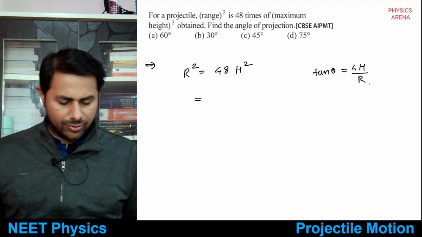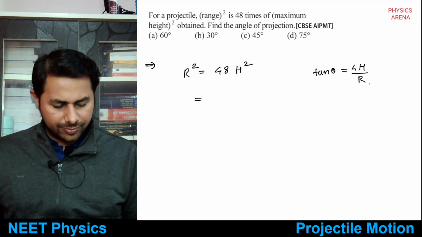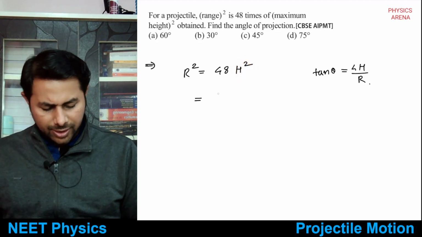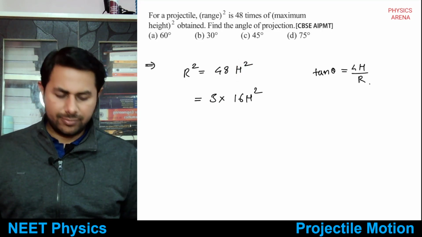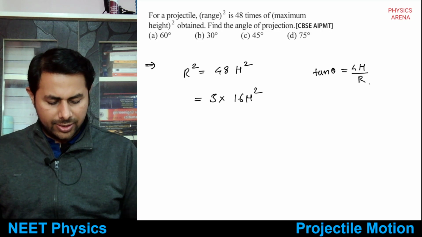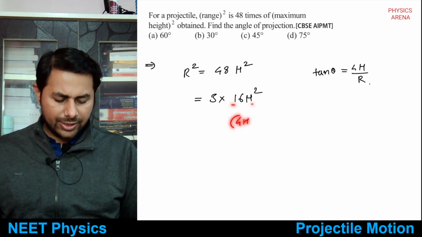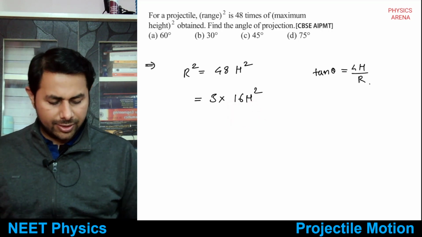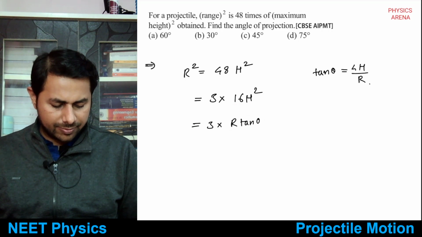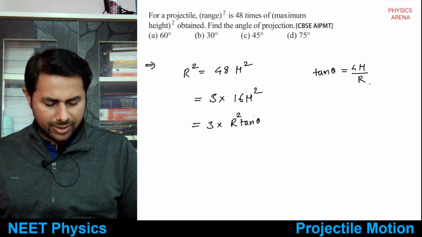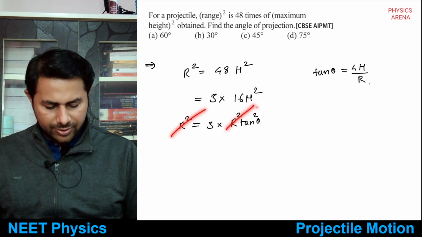So here we need to... h square is there, no? Okay, so here I can write this as 3 times 16 times h square. 16 3s are 48. So then this is 4h square. 16h square is 4h square, right? So 4h square means it is 3 times r tan theta square, or r square tan square theta, and then that r square will get cancelled out.